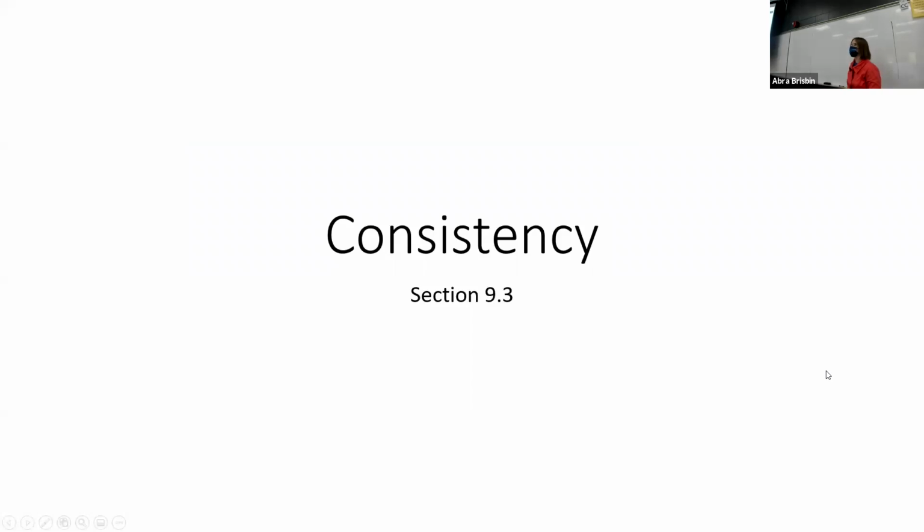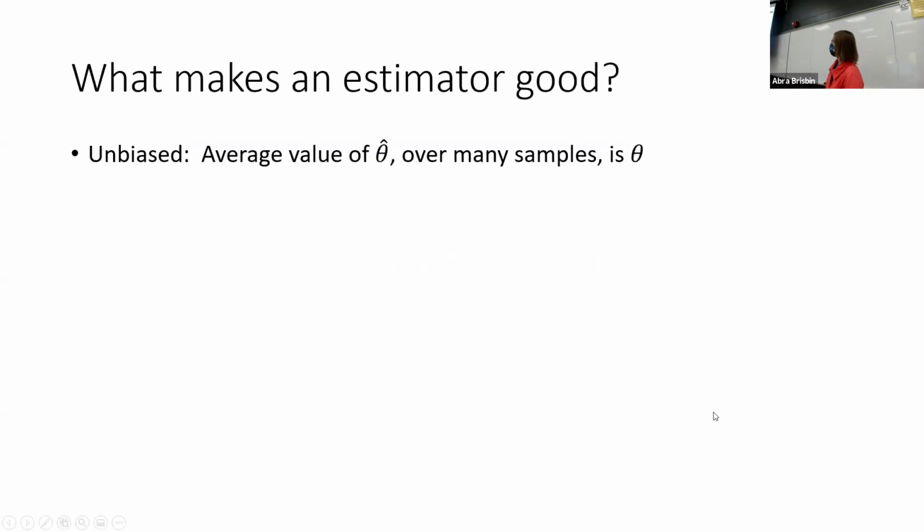All right, welcome everyone. So today we are talking about consistency, which is our third way of assessing estimators and choosing which ones are better. So we talked last week about things that make estimators good. And we said that an estimator was unbiased if the average value of the estimator, theta hat, over many samples was equal to the thing you're trying to estimate. So call it theta.